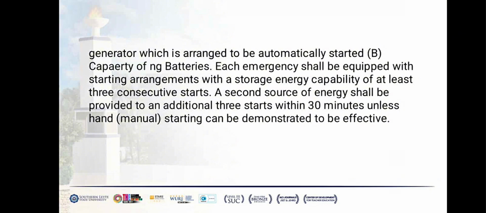Where necessary, the generator shall be automatically started. Capacity of the batteries. Each machine shall be equipped with a starting arrangement with a storage energy capability of at least 3 consecutive starts. A second source of energy shall be provided for an additional 3 starts within 30 minutes unless hand or manual starting can be demonstrated to be effective.